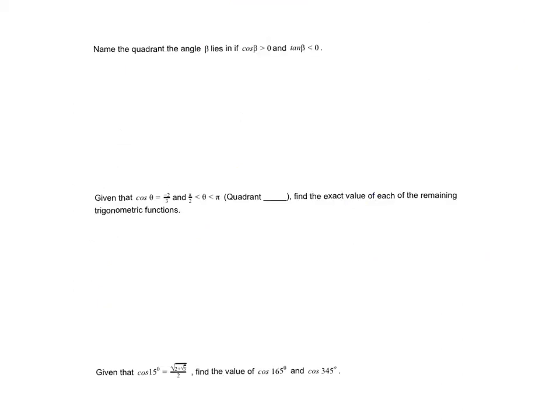All right, let's look at a couple other kinds of problems that you might encounter when you're looking at these general angles. You can also figure out where an angle lies by just knowing parts of the trig function values of this angle. For example, it says name the quadrant angle beta lies in if the cosine of that angle is positive but the tangent is negative.